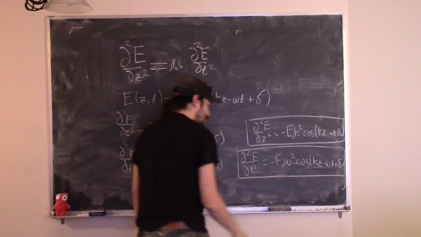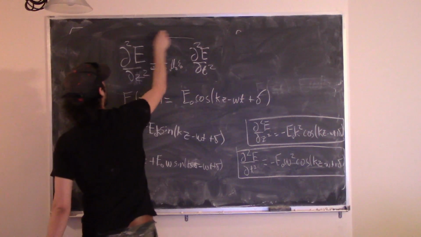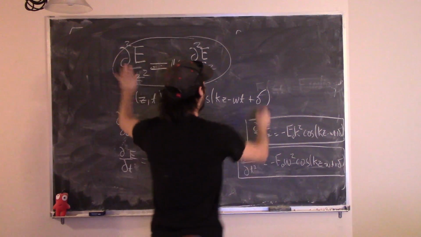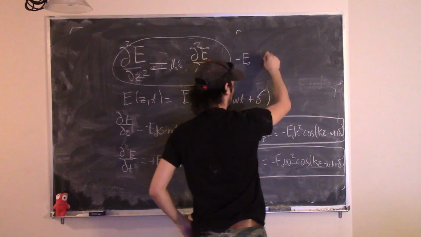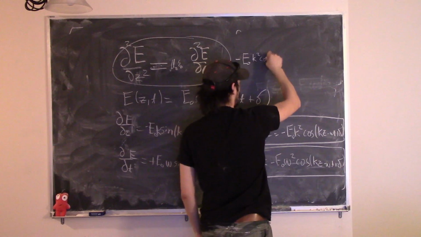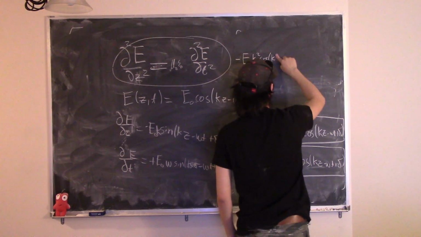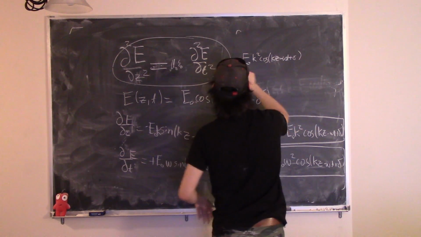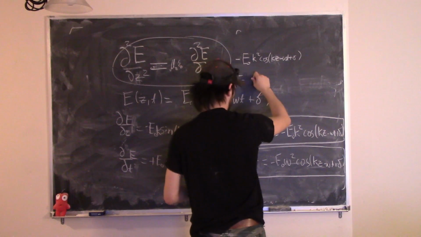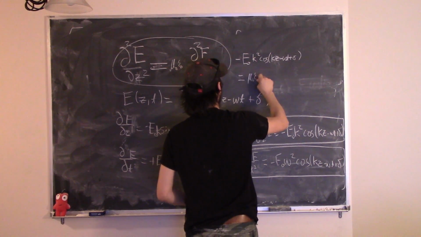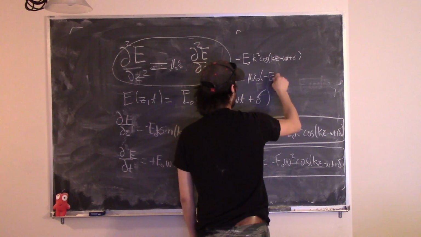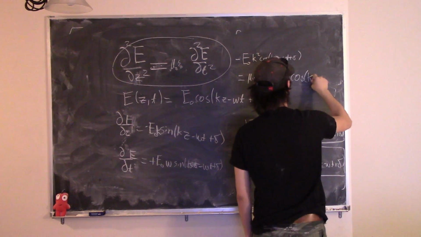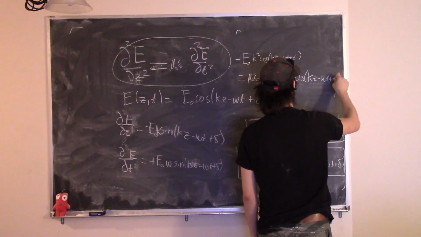All I need to do is take both of these and plug them into the wave equation. When I plug this in, on the left hand side I'm going to have minus E0 k squared cosine of kz minus omega t plus delta. And then on the right hand side I'm going to have mu naught epsilon naught times E0 omega squared cosine of kz minus omega t plus delta.